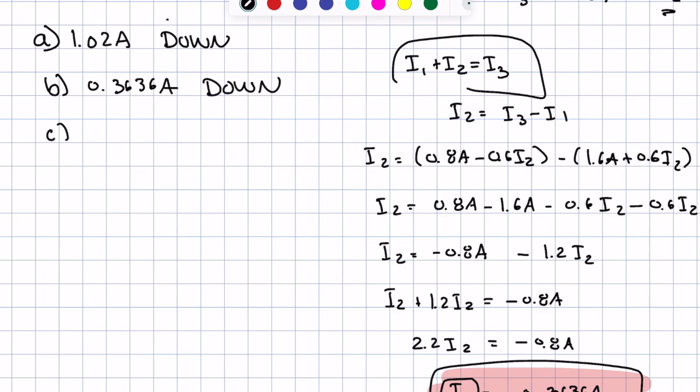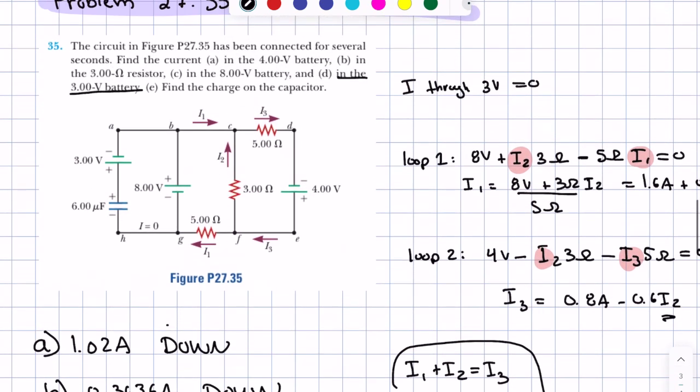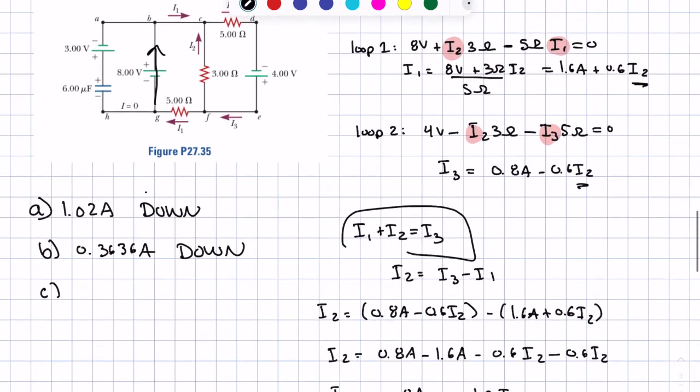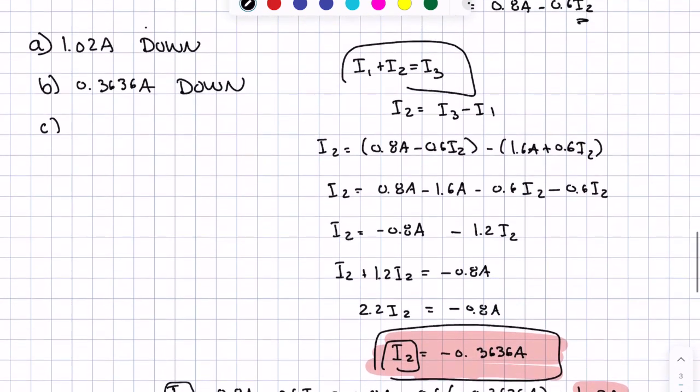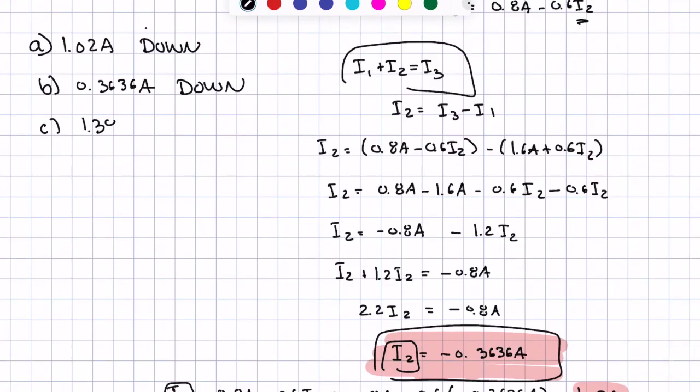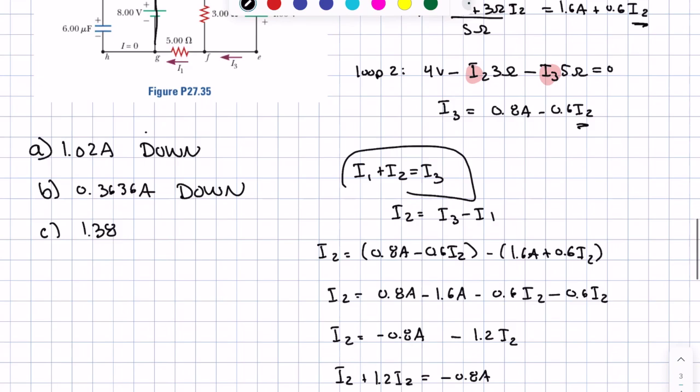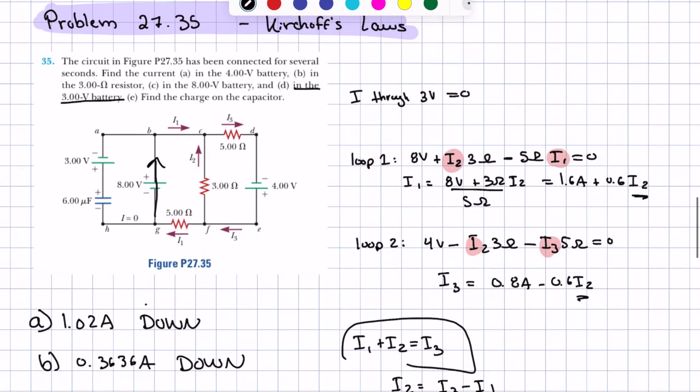Now C said, what is the current through the 8-volt battery? The 8-volt battery is here. We drew it this way, and we said that that was I1. And we got I1 is equal to 1.38 amps. And we were right with the direction because we don't have a negative sign. So that means it is, in fact, going up. Now D said, what is the current through the 3-volt battery? We already know that that is 0.